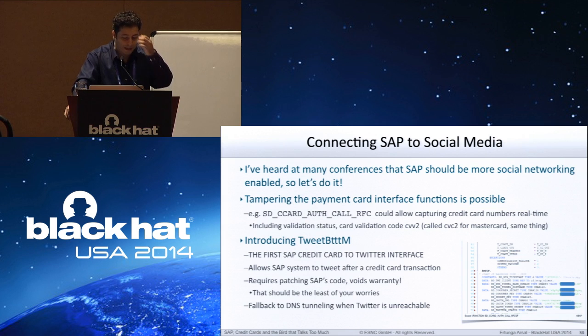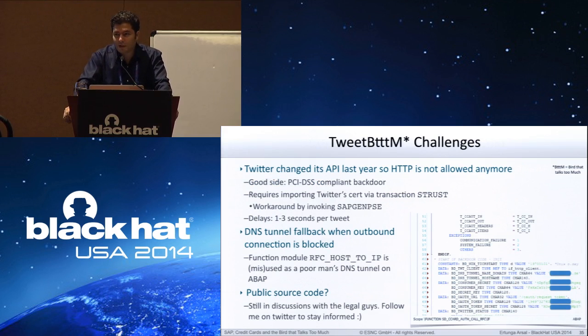So this requires patching SAP's code, of course, with an injection flaw, and this most probably voids your warranty and support. And if something doesn't work, there is always a fallback to DNS tunneling. So what were the challenges? The biggest challenge was actually getting SAP to do HTTPS connections to Twitter APIs. Twitter changed this last year, so now we need to use HTTPS, which is good. Isn't it good that your credit cards are tweeted over an encrypted channel?